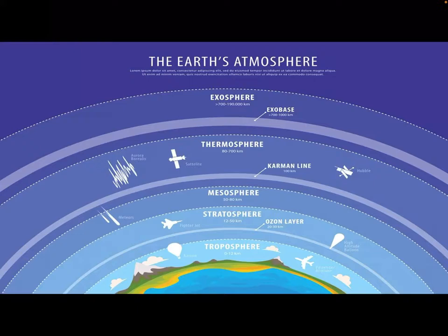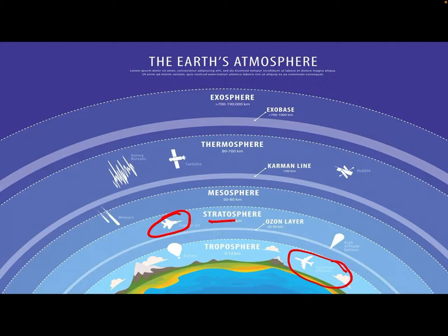In this same image, the passenger plane is in the troposphere, but the fighter is in the stratosphere, and this is the ozone layer. The normal balloons which you see are in the troposphere itself, while the high altitude balloons are in the stratosphere. Meteors get burnt almost in the mesosphere, and satellite communication and the Hubble are in the thermosphere. After this is more or less space for us.